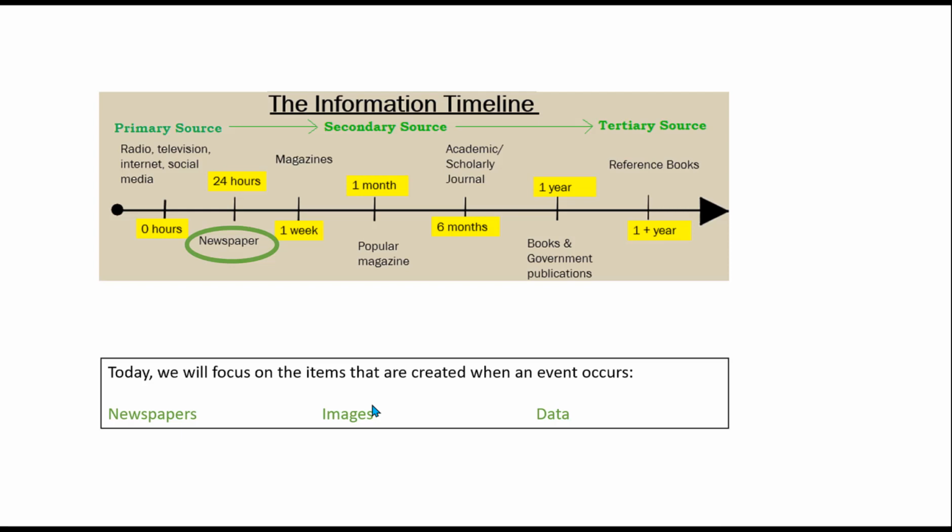A secondary source is produced weeks or months after the event with in-depth information and analysis, such as a scholarly article. As time passes, the event will appear in an encyclopedia, which gives a brief overview of the event. For this lesson, we are focusing our attention on newspapers, images, and data, all of which are considered to be primary sources.